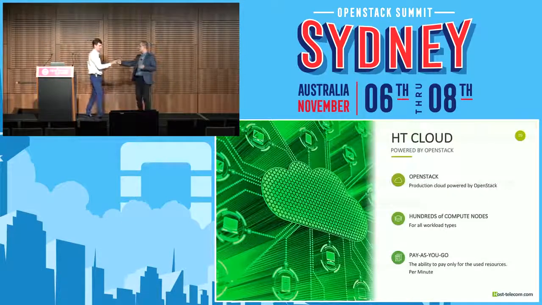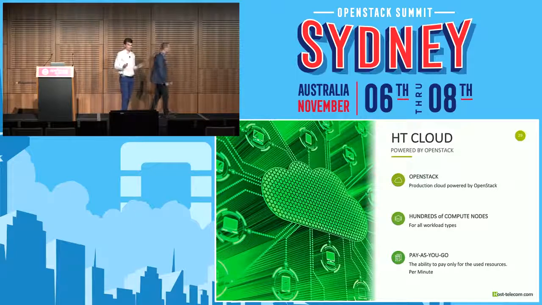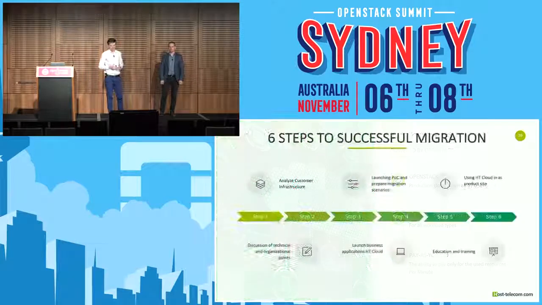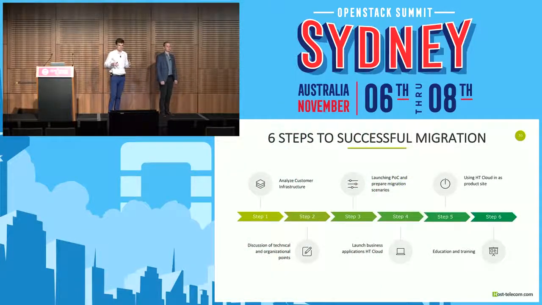Yeah, thanks, Nick. A few words about Haas Telecom Cloud. Haas Telecom Cloud is powered by OpenStack, with 100 nodes installed with different configurations in each cloud. We provide a pay-as-you-go solution for our customers. So, how it works with our customers in these projects.